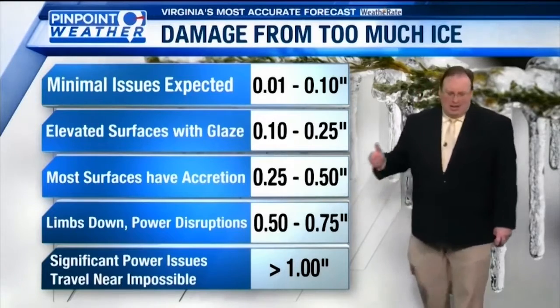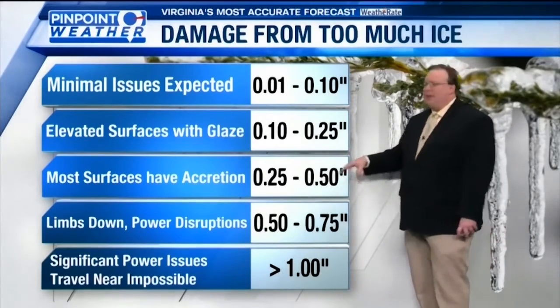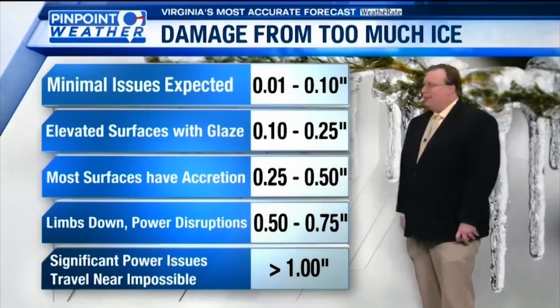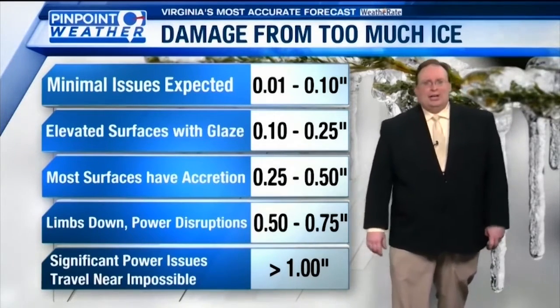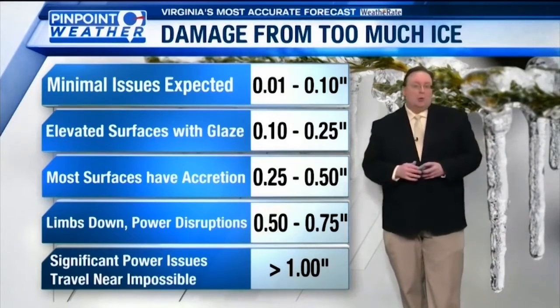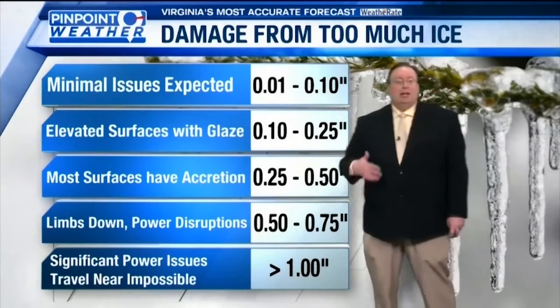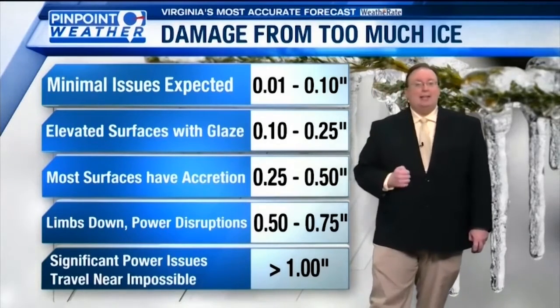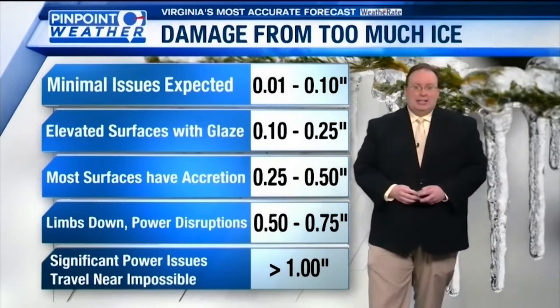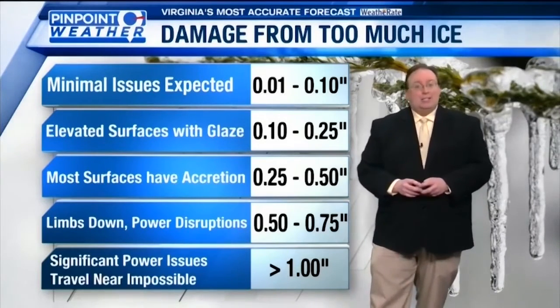Between 1/2 an inch to 3/4 of an inch, that's when power starts to become disrupted, limbs start to fall as well, and really anything above 1 inch of ice accretion is where we get the term ice storm, where pretty much everything is coated with ice, bringing significant issues to power grids and near impossible travel conditions across the entire region. So yes, snow is a big issue with winter weather, but so is ice too.